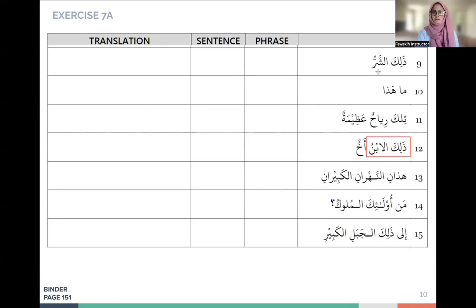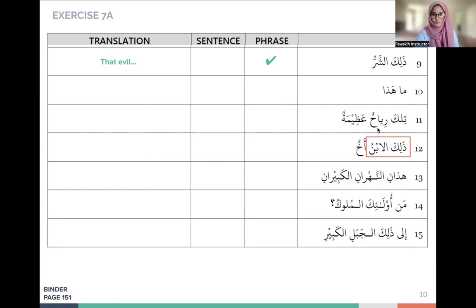Yeah, you don't think it is dhalika? Yes, number 9, oh, my bad. Yeah, I see what you mean. However, over here for number 11, this word is indefinite.